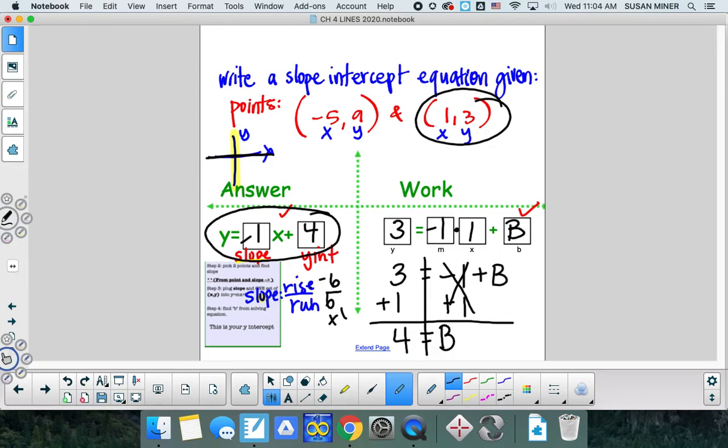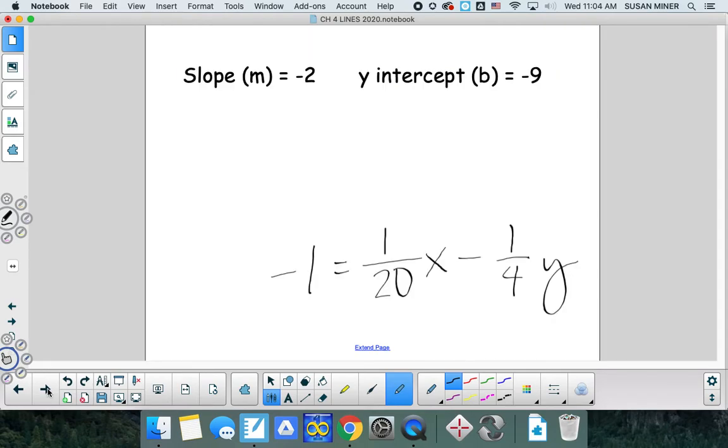And now I'm done. So 2 parts of this. If I want to write a slope-intercept equation, I first have to find the slope. Then I have to find the y-intercept. So 2 parts of this. And we've practiced each of these things individually, and now we're putting them back in together to do everything all together.